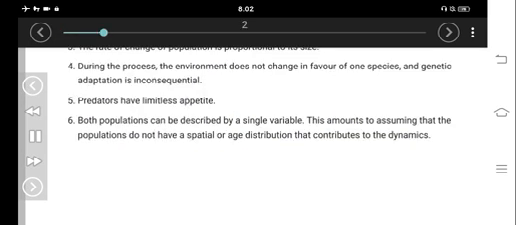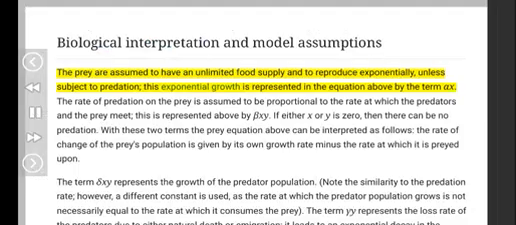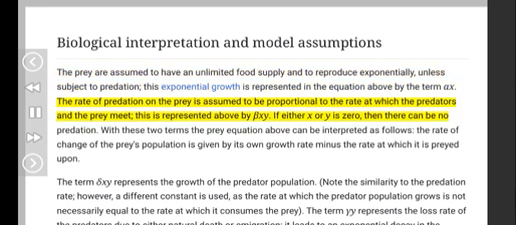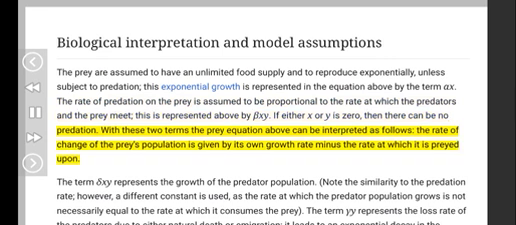Biological interpretation and model assumptions. The prey are assumed to have an unlimited food supply and to reproduce exponentially, unless subject to predation. This exponential growth is represented in the equation above by the term alpha x. The rate of predation on the prey is assumed to be proportional to the rate at which the predators and the prey meet. This is represented above by beta xy. If either x or y is 0, then there can be no predation. With these two terms, the prey equation above can be interpreted as follows.